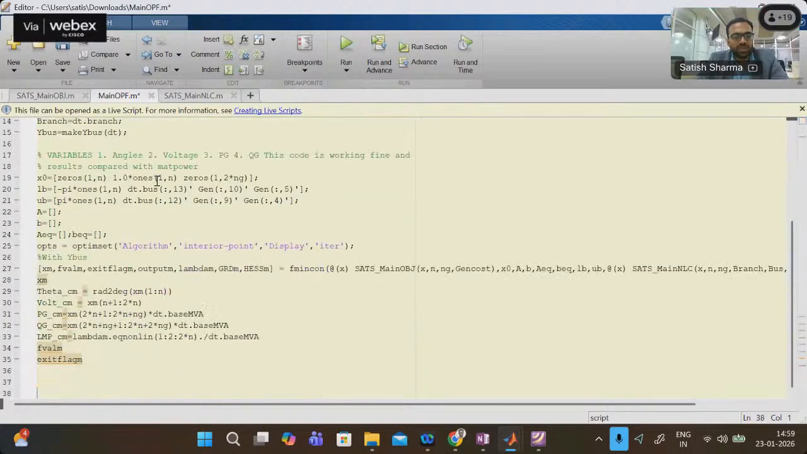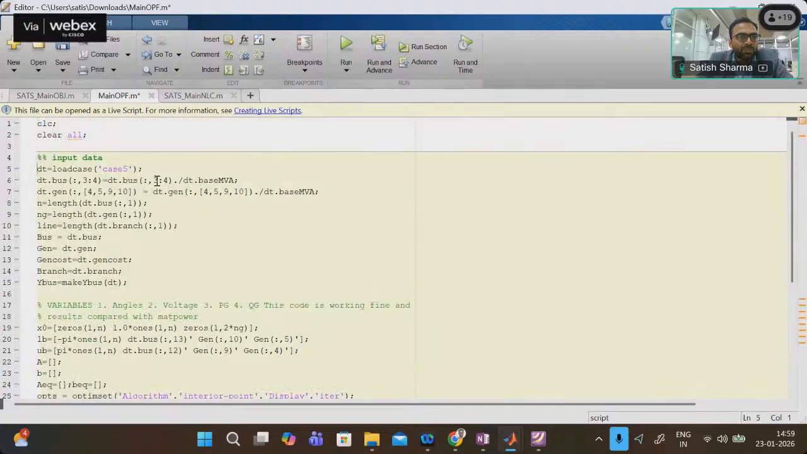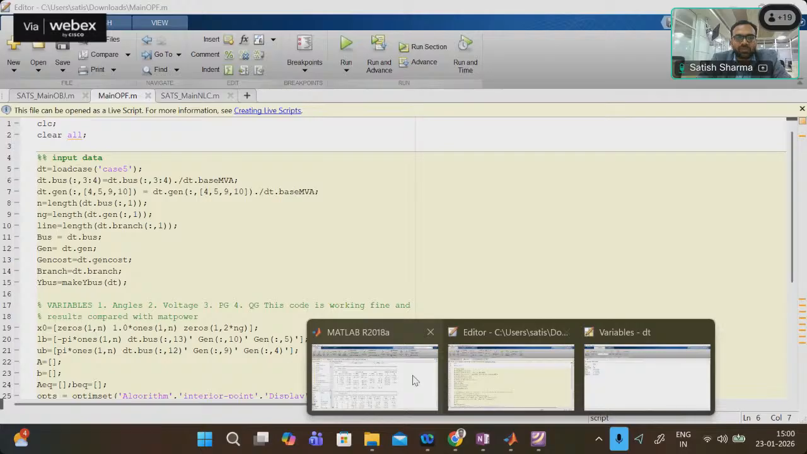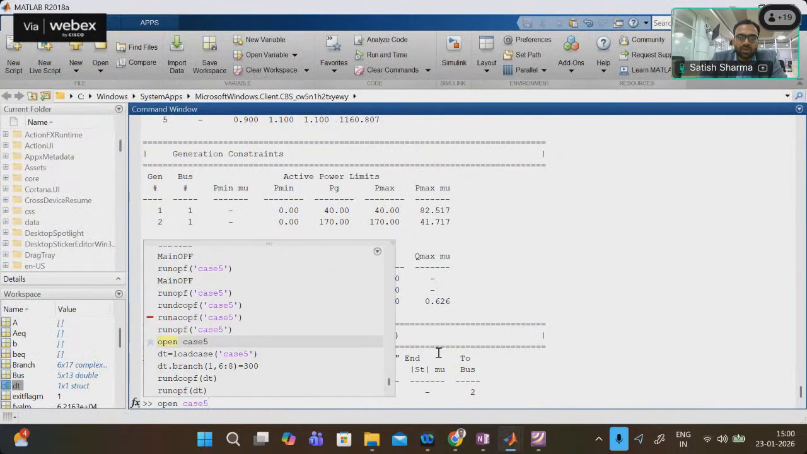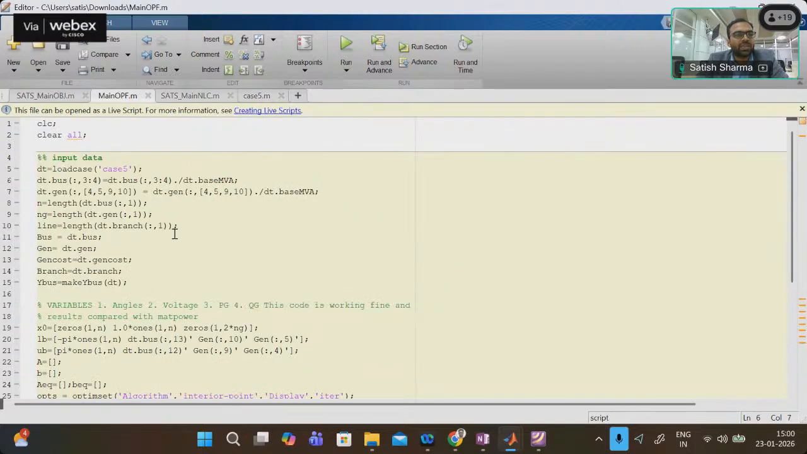If we need, we can again bring them back, but I don't think we are going to need them. So I asked you to convert everything into per unit, first of all. So this is how we can convert. If you open this particular file, let me open it. Open case 5. So this is case 5. The demand is given in megawatts only. So first of all, I will convert that into per unit.